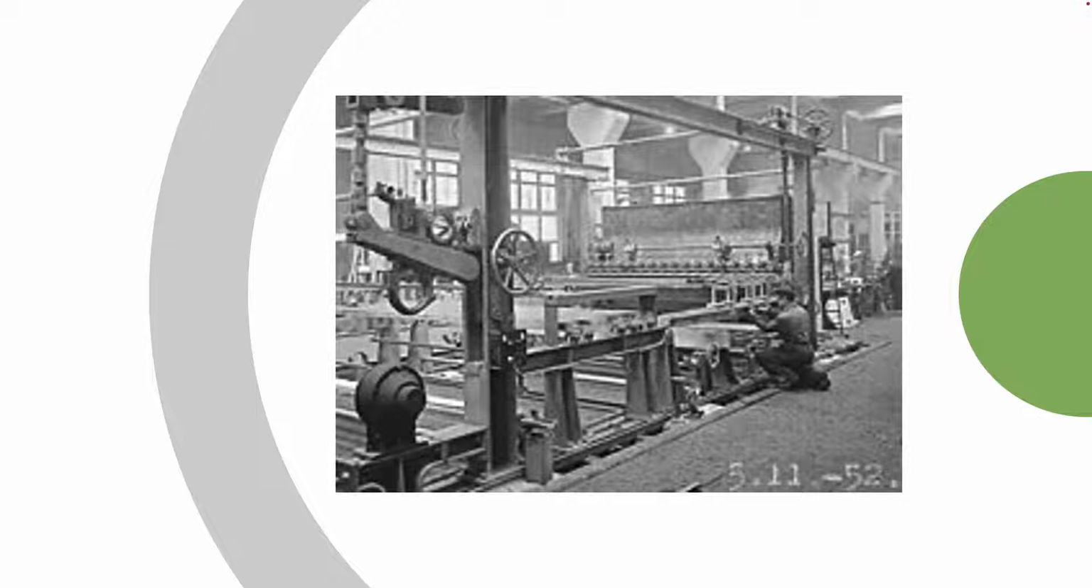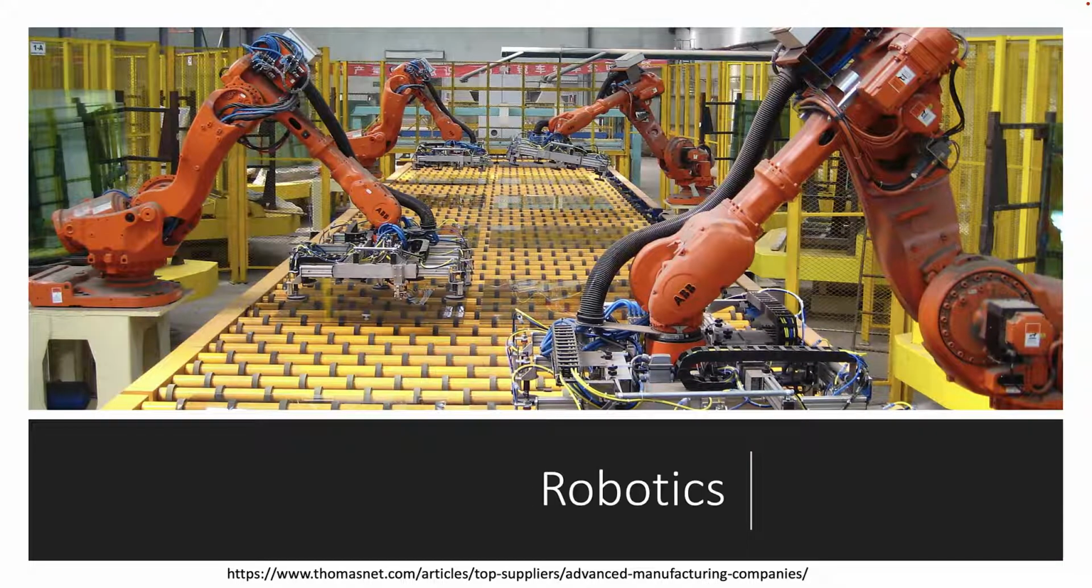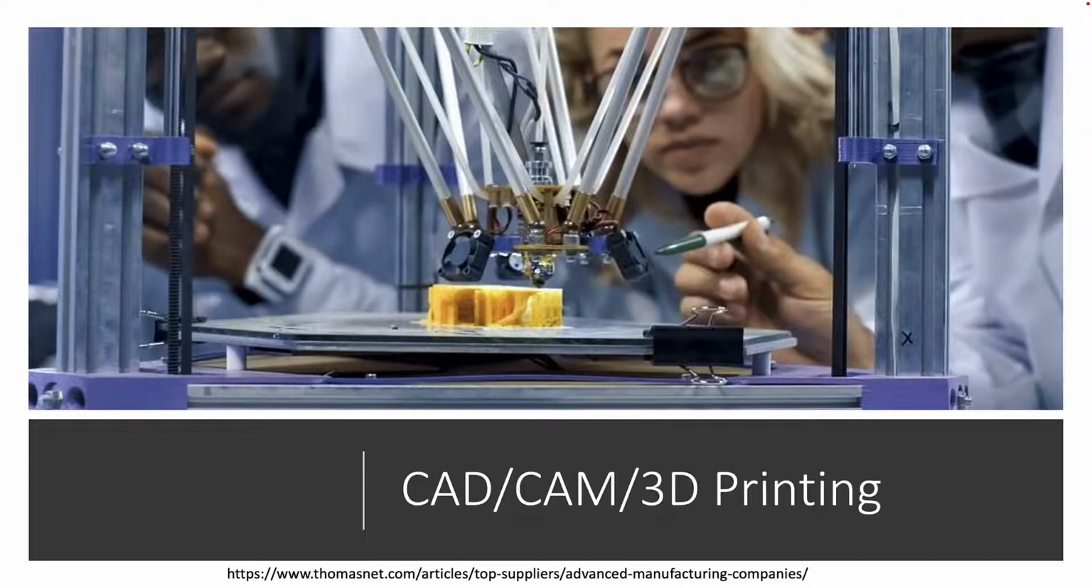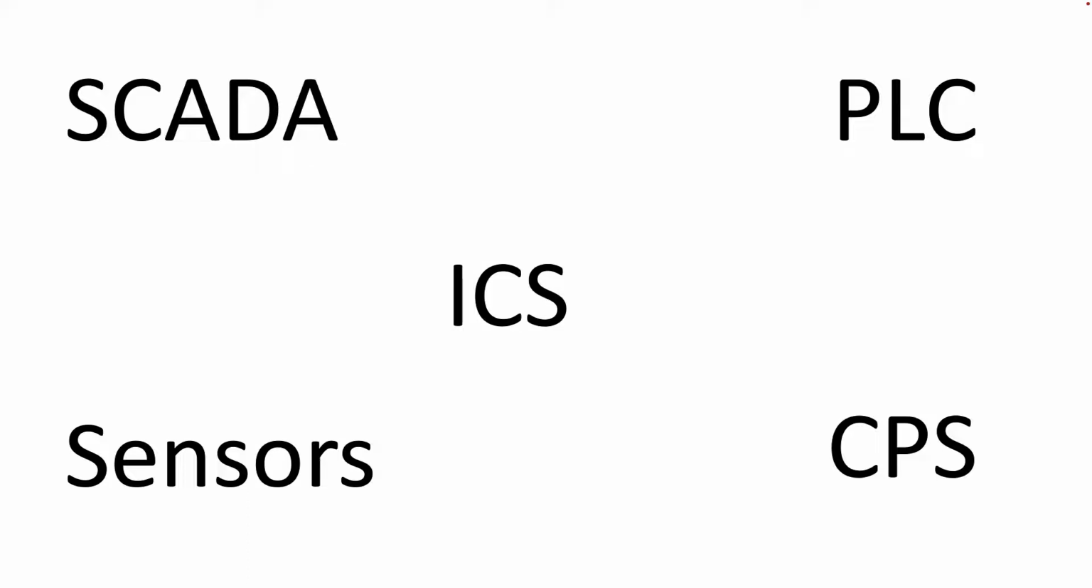But now, with the advent of information communication technologies and the Internet of Things, we are able to provide a more secure, more robust, and more efficient set of manufacturing processes, including things like robotics, sensors, computer-aided design, computer-aided manufacturing, and 3D printing, as you see there in the graphic. Some of the technologies now being used include SCADA, which stands for Supervisory Control and Data Acquisition, ICS, or Industrial Control Systems, Programmable Logic Controllers, sensors, and cyber physical systems.